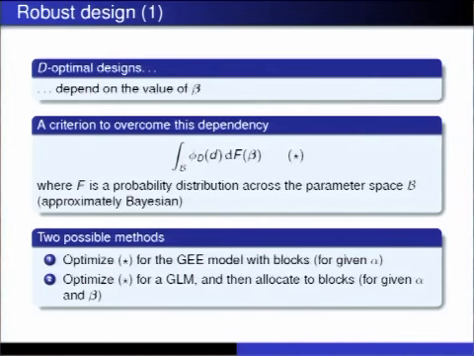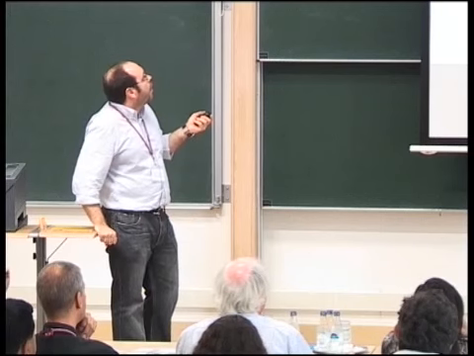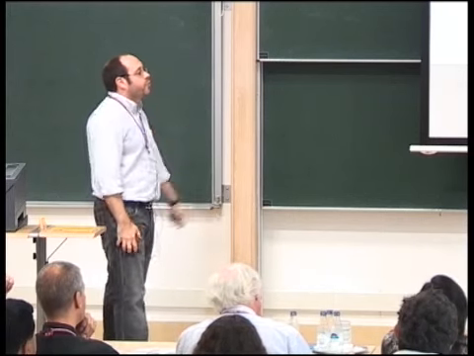The first is to optimize this criterion for our GEE model with blocks included, and we'll do it for a given alpha. And our second way is to optimize this just for the corresponding GLM model, and then allocate that design to blocks for a particular alpha and beta this time. And the beta we'll choose will be the centroid of our parameter space. Right, so we've got 2 lots of designs to look at.